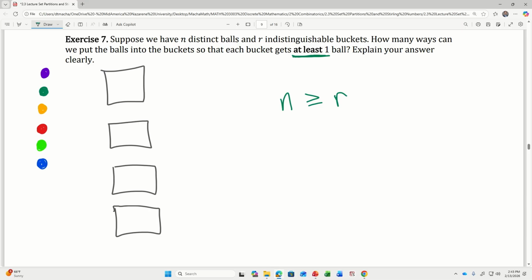Stirling number. Because we're putting balls in buckets, but it matters which ones are in which bucket. So it's the Stirling number, is it like the n, or? You're right. So the answer to this is the Stirling number.